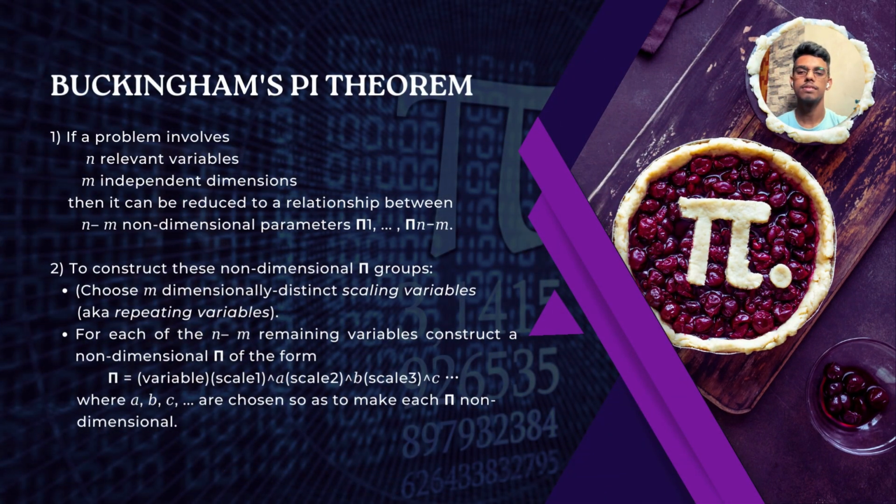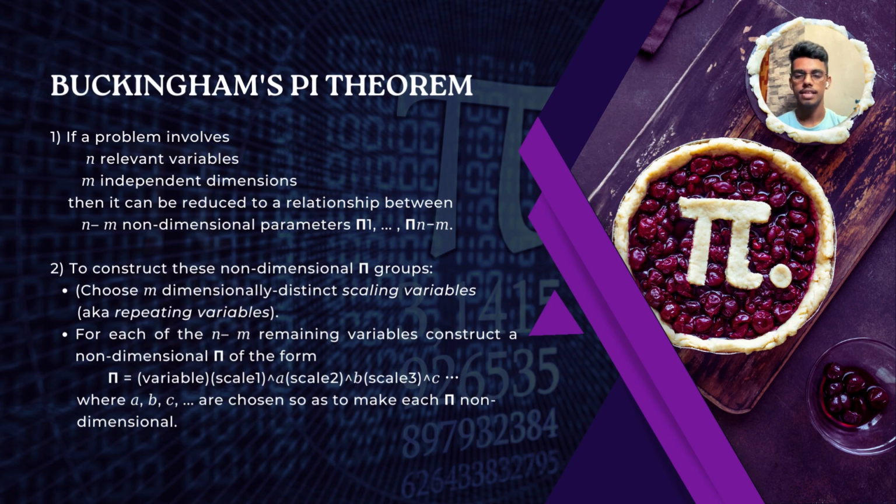There are many theorems that can be used for dimensional analysis, but for this presentation I chose Buckingham's pi theorem. So what does Buckingham's pi theorem explain? If a problem involves n relevant variables and m independent dimensions, then it can be reduced to a relationship between n minus m non-dimensional parameters, pi 1 up to pi n minus m. To construct these non-dimensional pi groups, we have to choose m dimensionally distinct scaling variables, also known as repeating variables.